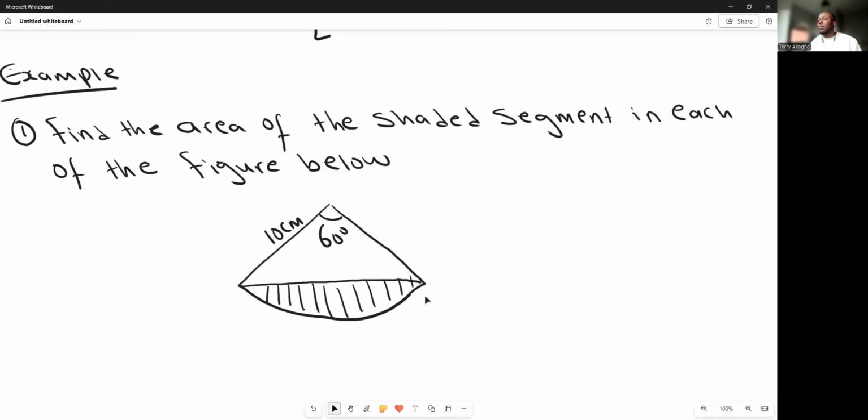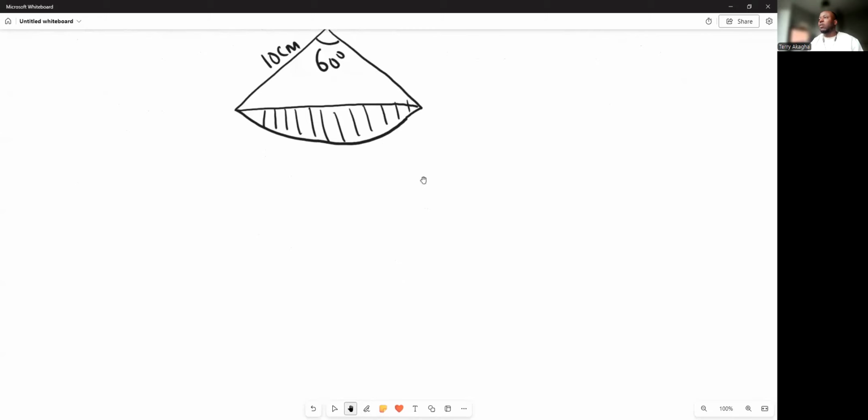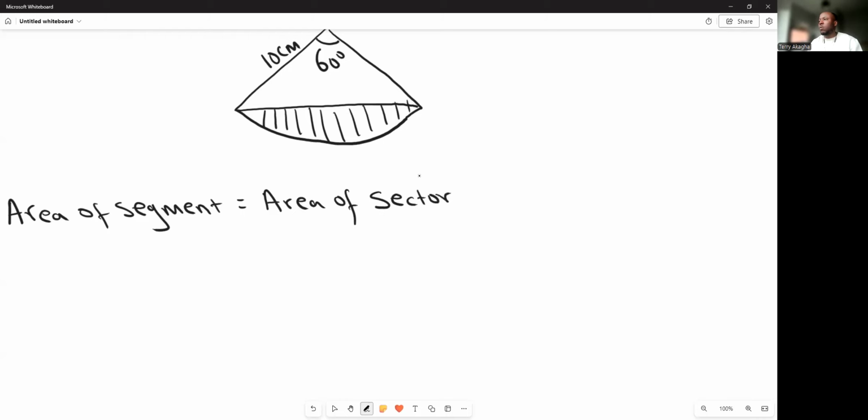As you can see in this example, the angle here was given in degrees. So we have to use the formula with degrees, all right? So let's go. The area of a segment is equal to the area of the sector minus the area of the triangle.